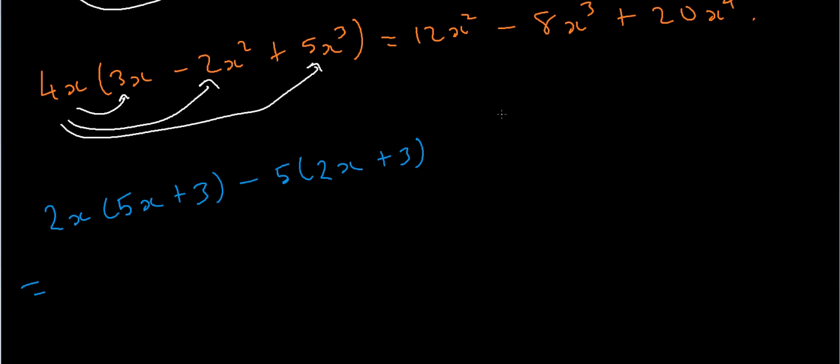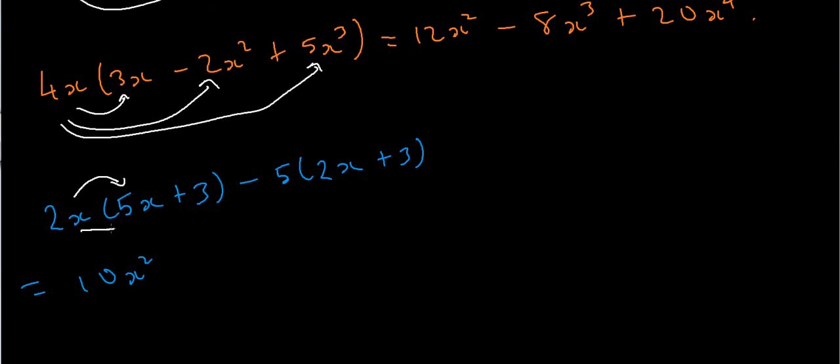So for the last example, I've got two different brackets here with two different outside terms. But we can do exactly the same thing. We just treat these cases separately. So in this case, we've got 2x times 5x plus 3 as our first term. So let's deal with this first. We've got 2x times 5x. 2 times 5 is 10, and x times x is x squared. So we've got 10x squared.